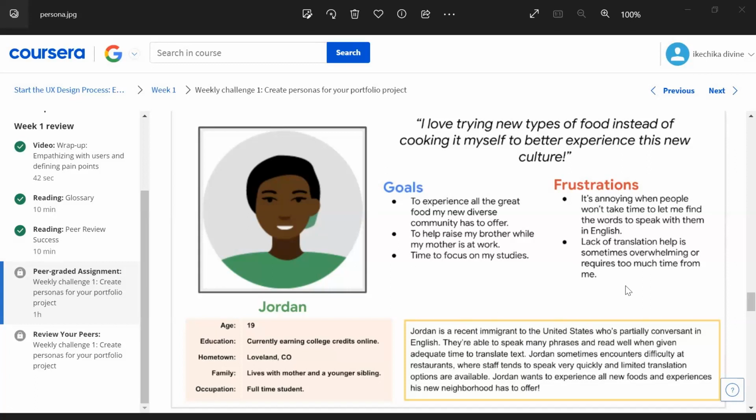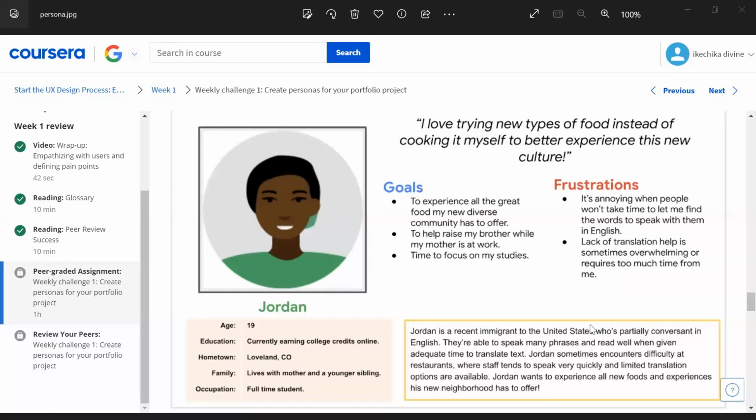Now, from this persona, I can deduce that this person, his name is Judah, he's a 19-year-old and he's an immigrant to the United States. It means he's coming in from another country where they don't speak English into the United States. And he's partially conversant in English, so his English is not strong. He's able to just make phrases, you know, one words, because he can't make fully good sentences. And he only needs enough time. So he needs a lot of time to be able to translate text.